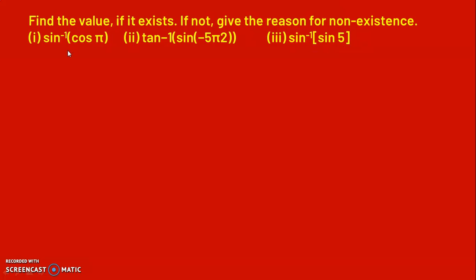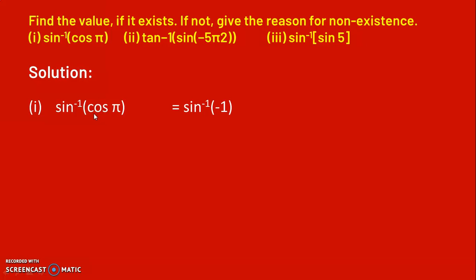Okay, so first we are going to find the value of sine inverse of cos pi. So what is sine inverse of cos pi? To find this value, we have to first convert both of these trigonometric terms. Here is sine, here cos. So we have to convert both of these trigonometric terms into a single trigonometric term. That is, we have to convert both of these to sine.